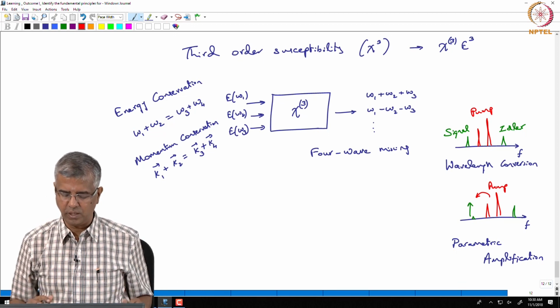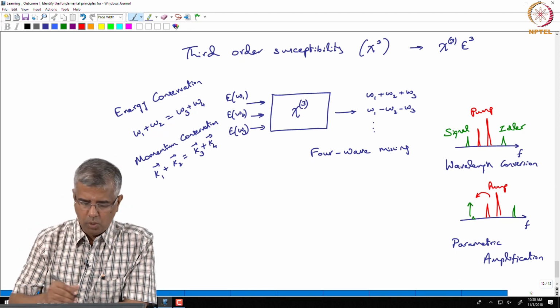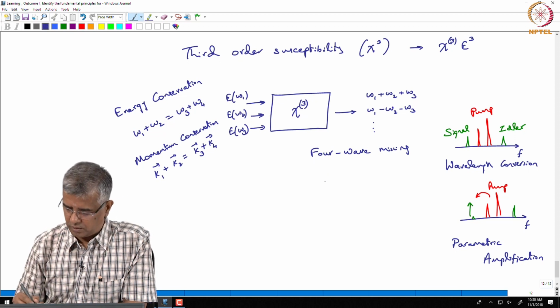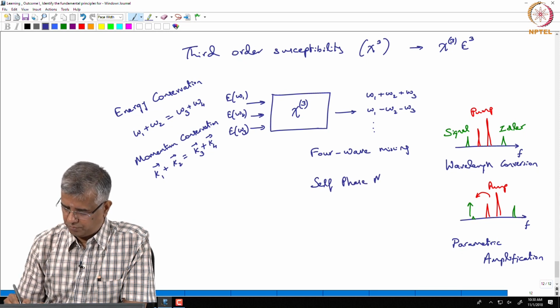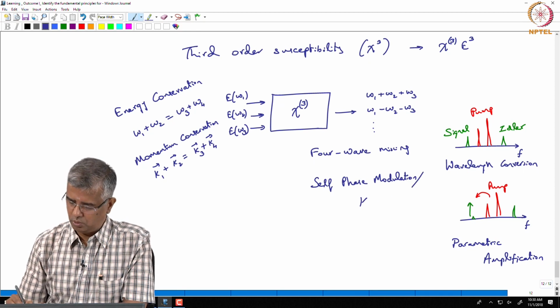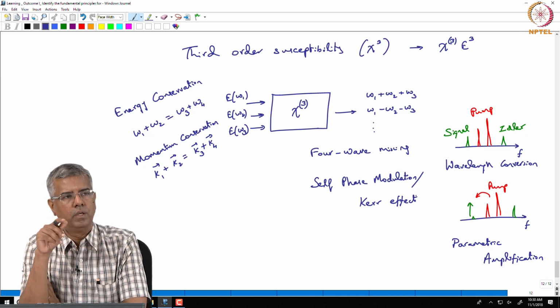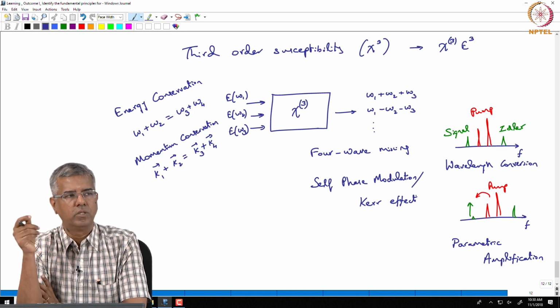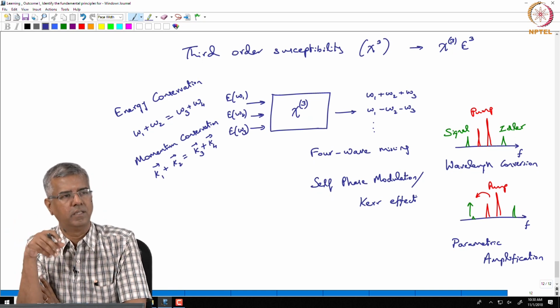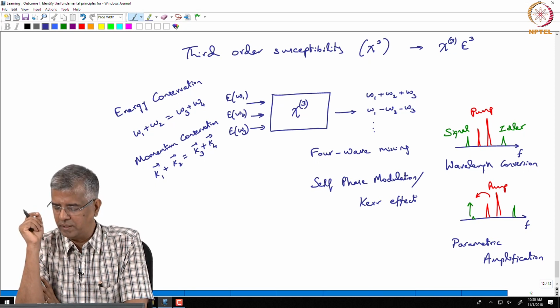Okay, because the idea is to give you an overview of what all is possible. What all is possible, the other thing that is possible is what is called self-phase modulation, which is through what is called the Kerr effect. Just like with the Chi2 process we were talking about the Pockels effect, we have something associated with the Chi3 process, which is what is called the Kerr effect.